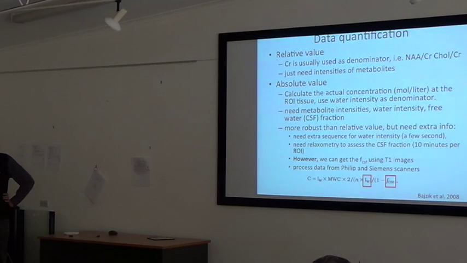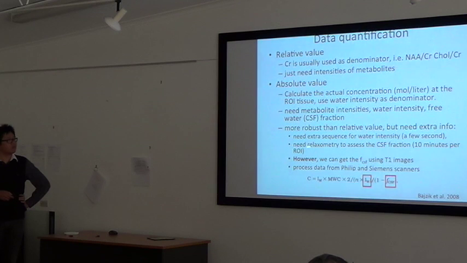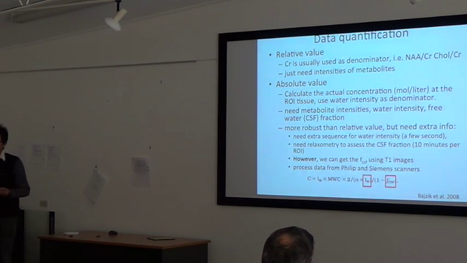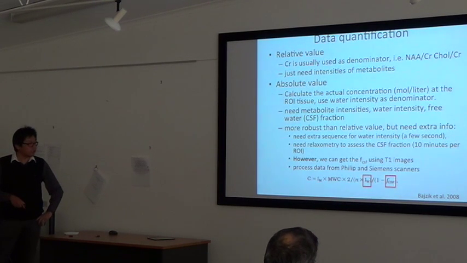The second thing is that you probably need to calculate the fraction of CSF. If you're using the traditional way, relaxometry, you're probably looking at 10 minutes. But I have a script that gets the fraction of CSF using the T1 image you acquire and your spectroscopy, so it can save you some money and time.